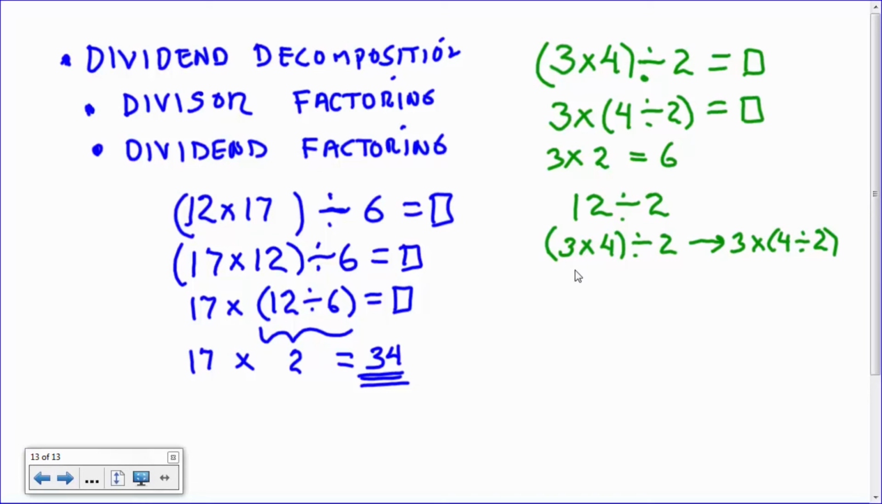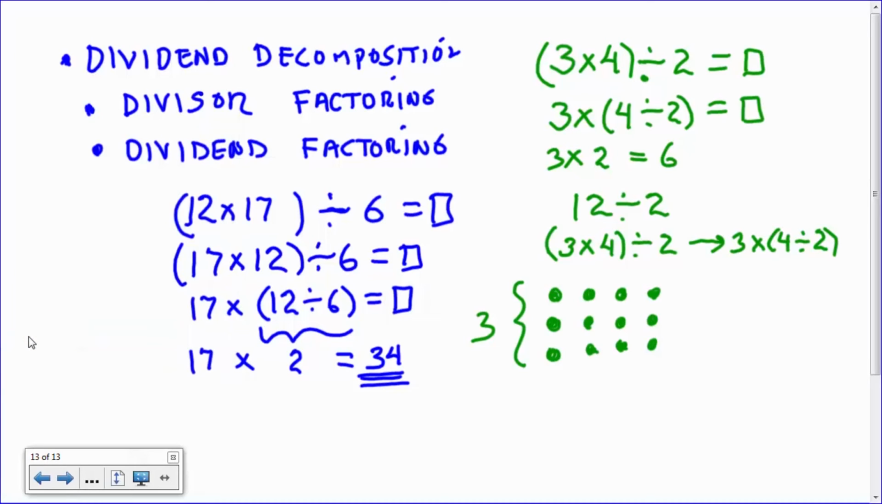So I'm going to take the 3 times 4, so that means I've got 3 groups, each of size 4. So I have 3 groups, and they're each of size 4. So that's my dividend. 3 times 4 is 12. And what I want to do is separate that into 2 groups. Remember, it says divided by 2. So I want to separate this into 2 groups.